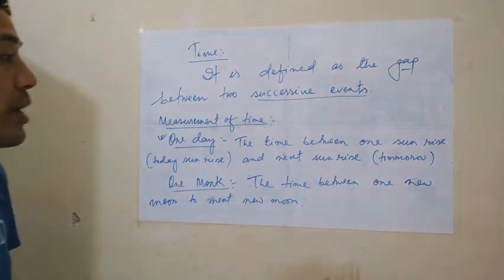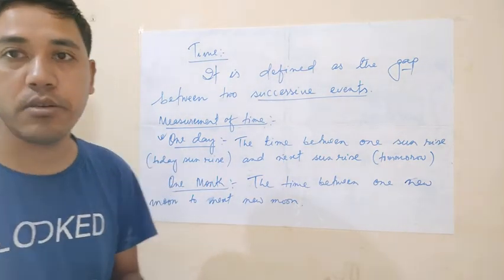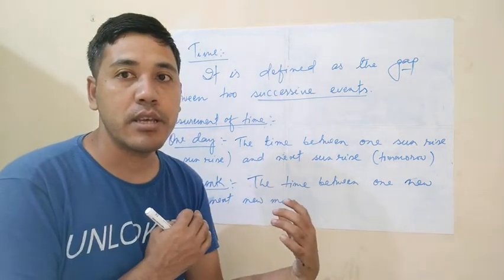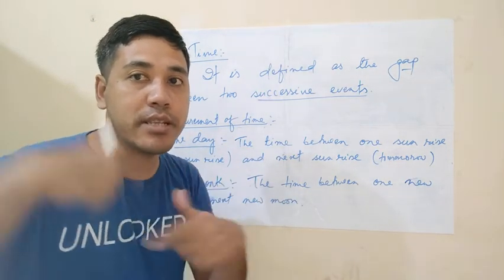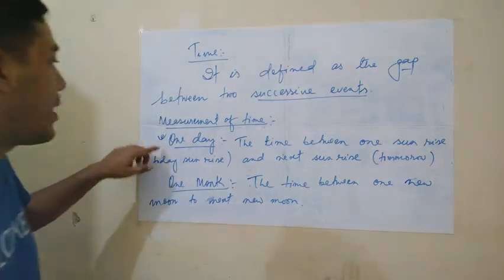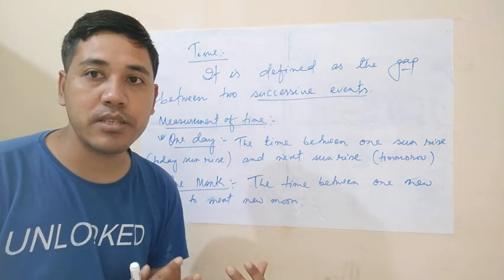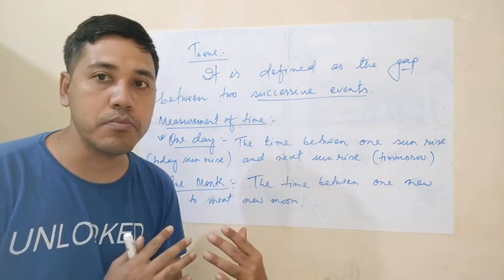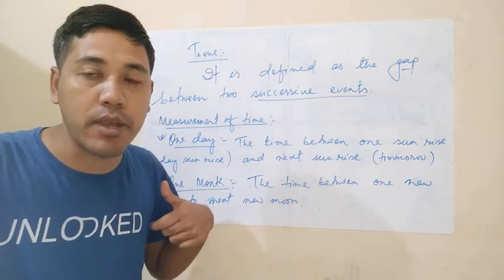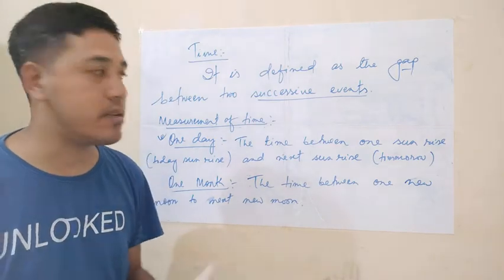By this way we measured time in the ancient period. In the ancient period, time was measured by the gap between today's sunrise and tomorrow's sunrise. This gap is known as one day, right? And one month means the gap between one new moon and the next new moon. This gap is known as one month. Let's copy down this one.